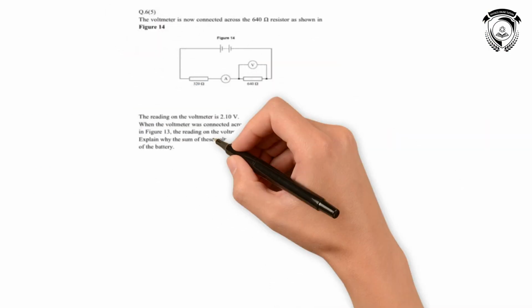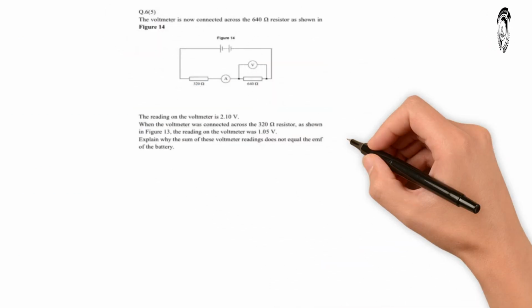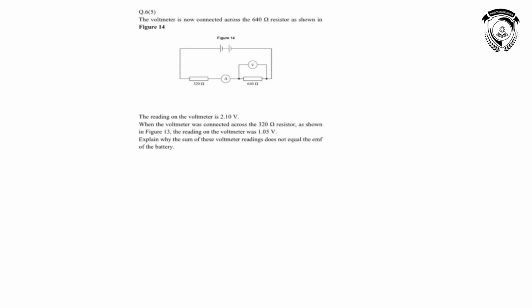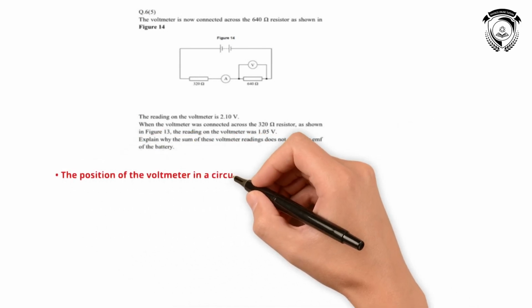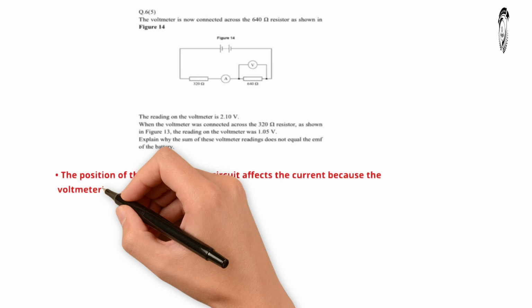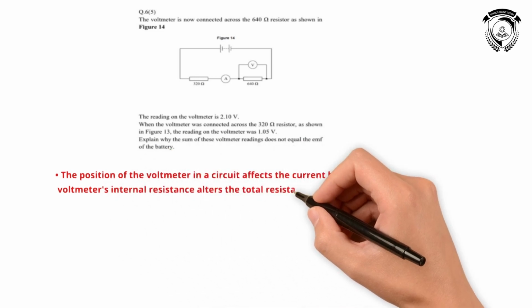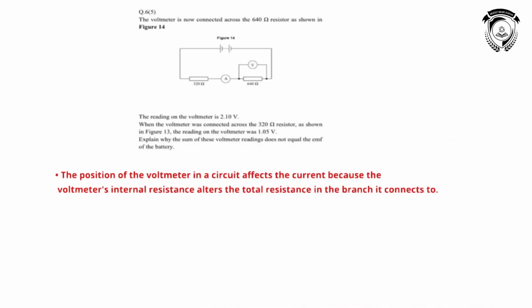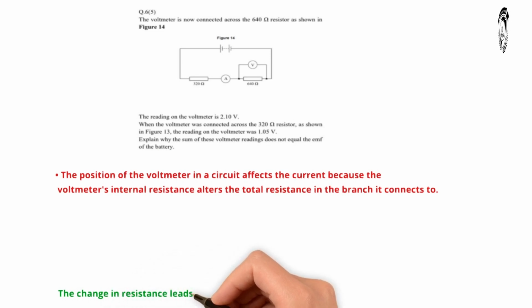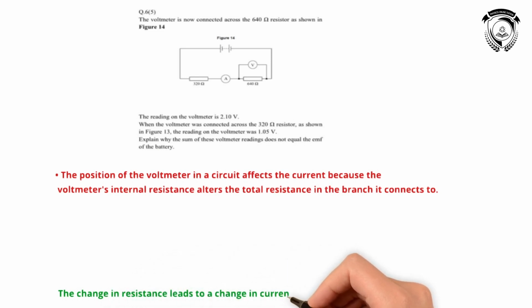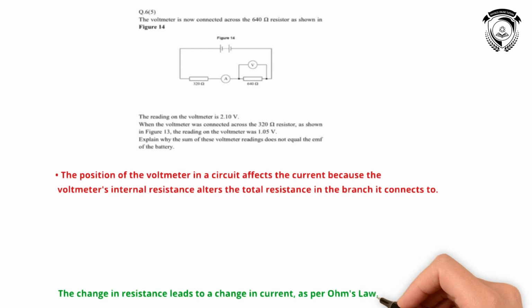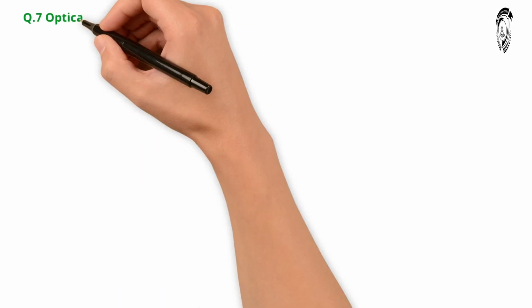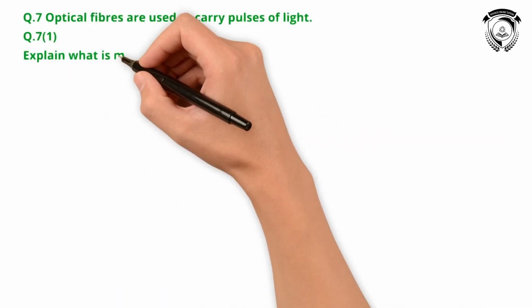6.5. They are asking us why the sum of these voltmeter readings does not equal the EMF of the battery. Remember, the position of the voltmeter in the circuit affects the current because the voltmeter's internal resistance alters the total resistance in the branch it connects to. So that means if there is a change in the resistance, there is a change in the current according to Ohm's law.